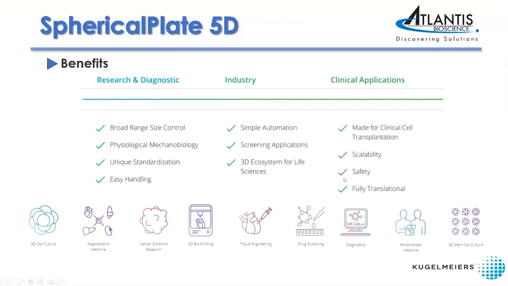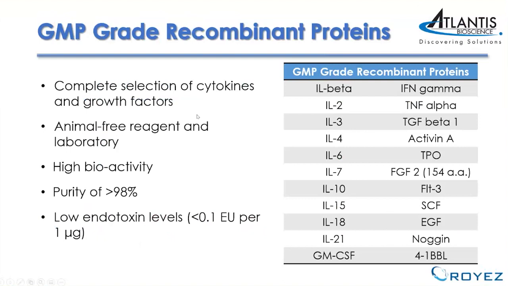Okay, so these plates can be used in research and diagnostics, in industry, and even in clinical applications. In fact, Kokemeyer is getting clinical certification early this year with a human trial for diabetes. So there are many applications one could use these plates for, as shown here. Many cells have also been tested to successfully grow on these plates and form spheroids, which include stem cells.